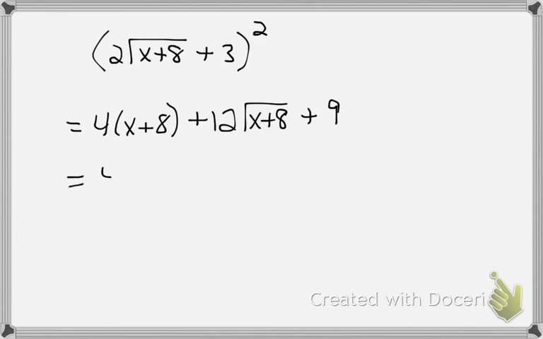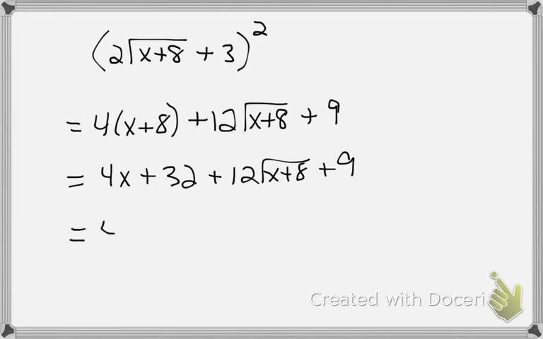All right. So I got 4x plus, here's your chance to redeem yourself, 4 times 8. 32. I literally said that like 8 times, and I'm like, why? I was giving you a chance to shine. So if I distribute that 4, we get 4x plus 32 plus 12 square root of x plus 8 plus 9. And once again, I only have one pair that I can actually add together. So I get 4x plus 41 plus 12 square root of x plus 8.